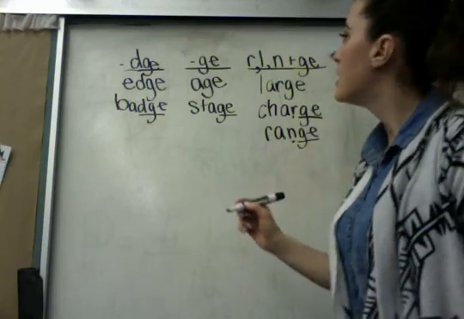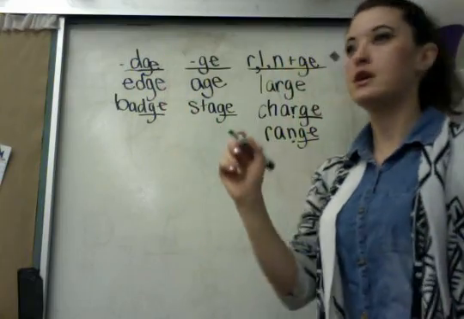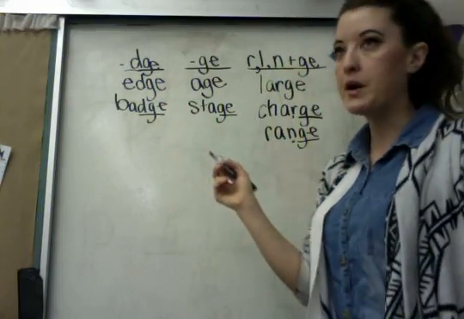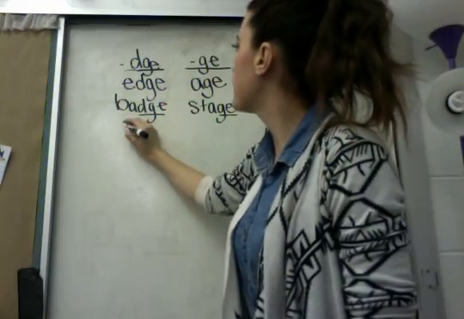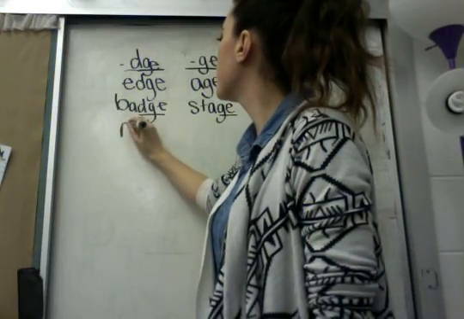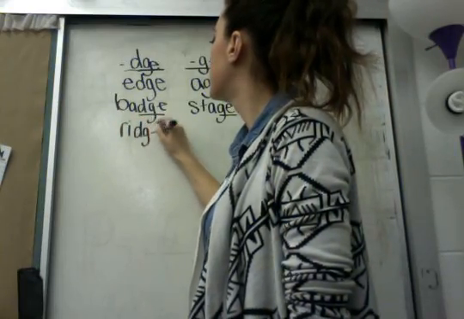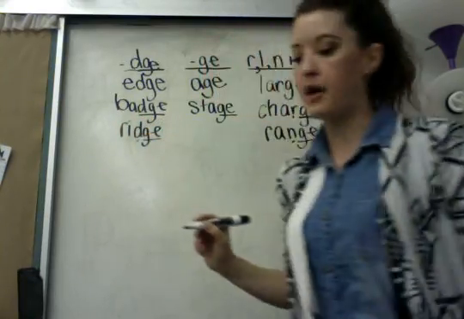Our next word is the word ridge. Id. So I hear that D-ch at the end of my word. Ridge. So I'm going to say right ridge under column 1. Idge. So I got that D-G-E pattern.